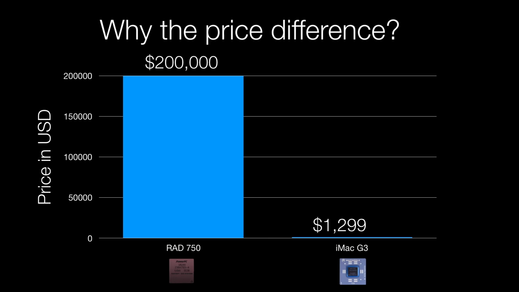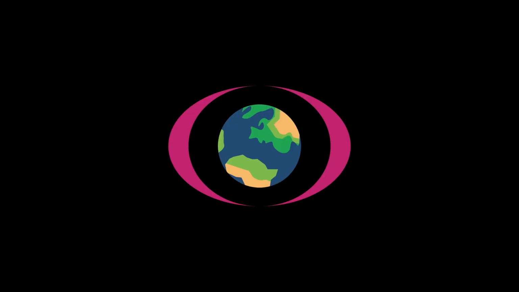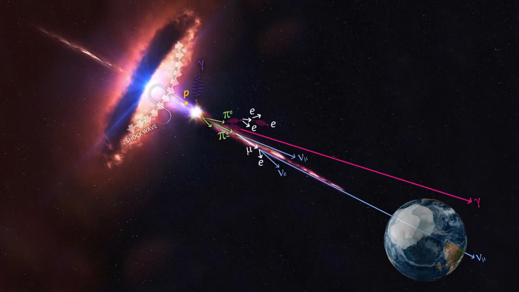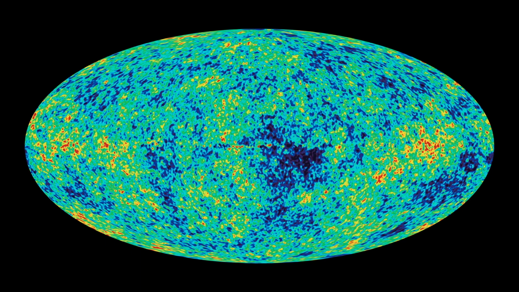So why the massive price difference between a RAD 750 of 5 years ago and an iMac 3G that would have cost me almost 200% less 20 years ago? Well, the answer, Duke, is radiation. Radiation obviously pouring out of the sun, radiation that we need to deal with when we travel through the Van Allen belts, radiation as a result of supernova explosions in other galaxies and our own, and the general cosmic background radiation that emits tons and tons of particles out in space.